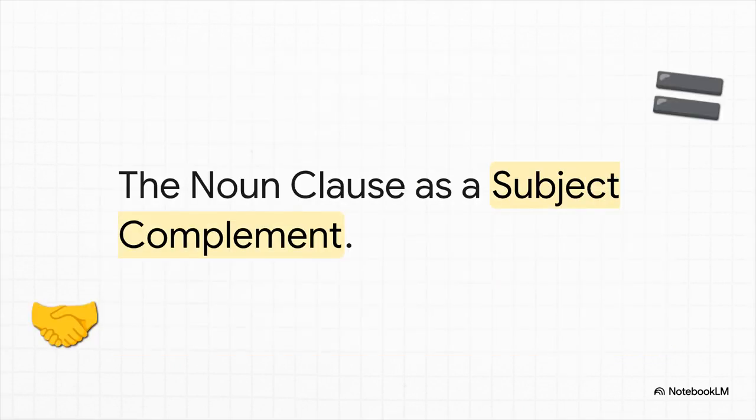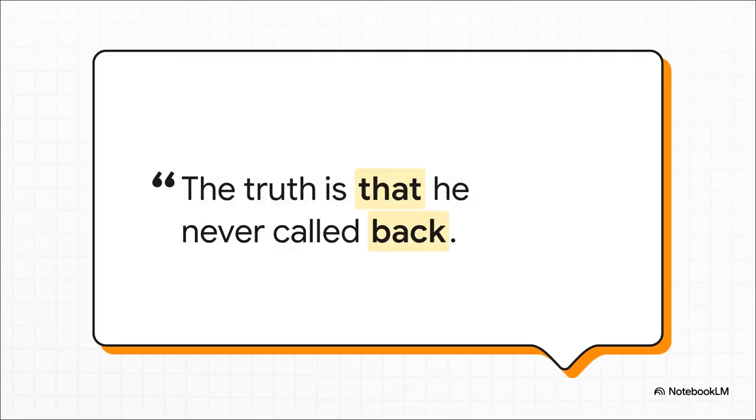And last but not least, they can be a subject complement. Now, I know that sounds complicated, but it just means the clause comes after a linking verb like "is" or "was," and it basically renames or defines the subject. Here's a great way to think about it. The verb is acting like a giant equals sign. The truth equals that he never called back. The noun clause is just giving us another name for the subject, the truth.